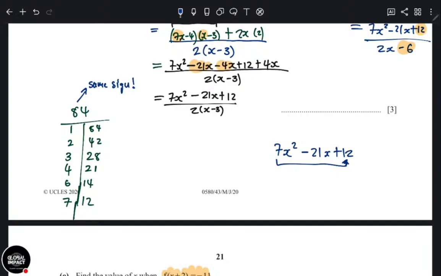So these guys will have the same sign. So 1 and 84, same sign. 2 and 42, same sign. 3 and 28, same sign. Either both positive or both negative. Okay? Either both positive or both negative.